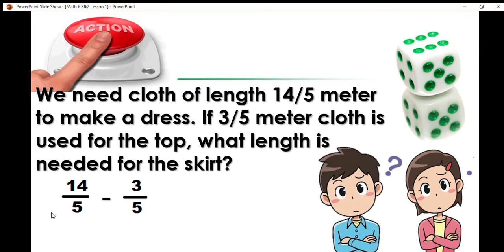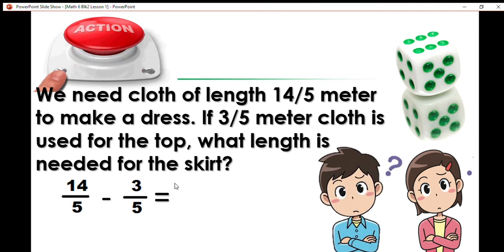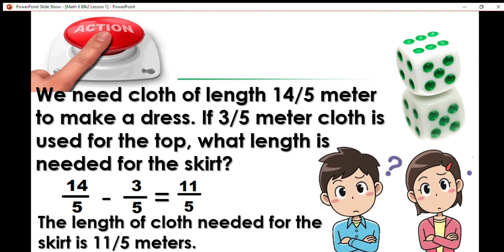As you can see, what we observe on the denominator is that it is the same. So if the denominators are the same, we'll just copy it and subtract our numerator. So 14 minus 3, that is 11, and copy our denominator, which is 5. So we can say that the length of cloth needed for the skirt is 11/5 meters.